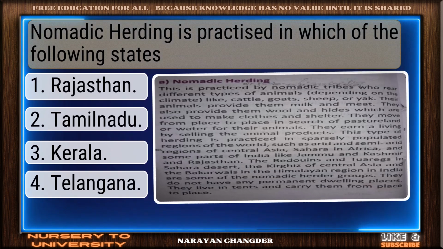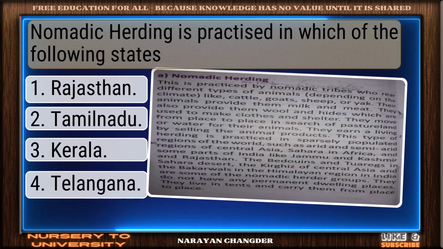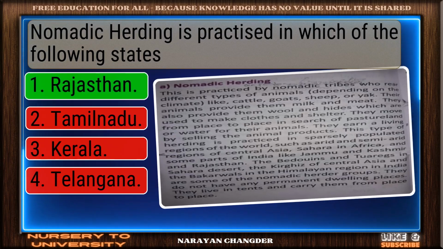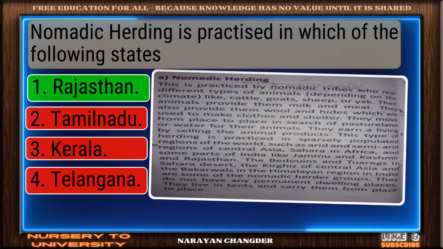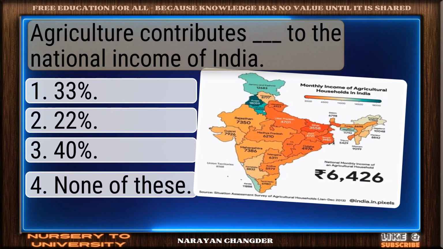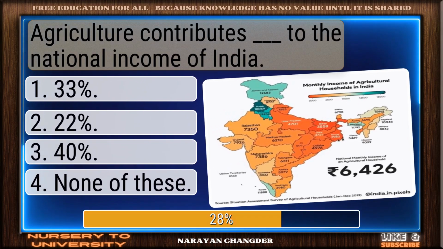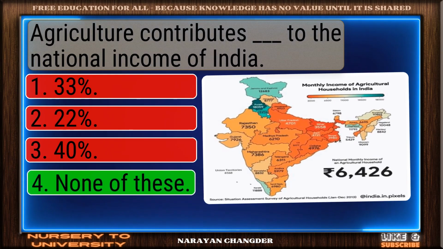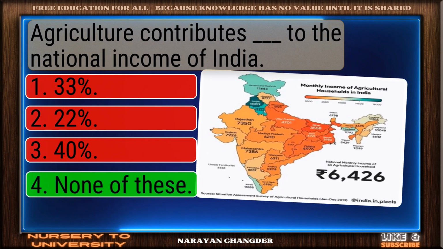Nomadic herding is practiced in which of the following states? Right again. Rajasthan is valid. Agriculture contributes dash to the national income of India. Great job. None of these is accurate.